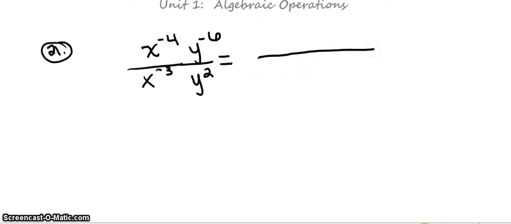Okay, I'm going to change all my moving to another color. So x to the negative 4, bring it to the bottom, it becomes a positive 4. x to the negative 3, move it to the top, it becomes a positive exponent. y to the negative 6, move that to the bottom, it becomes positive. And then y squared is already positive, so leave it where it is.